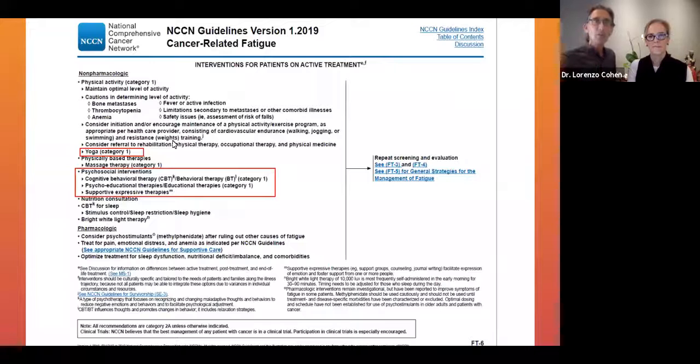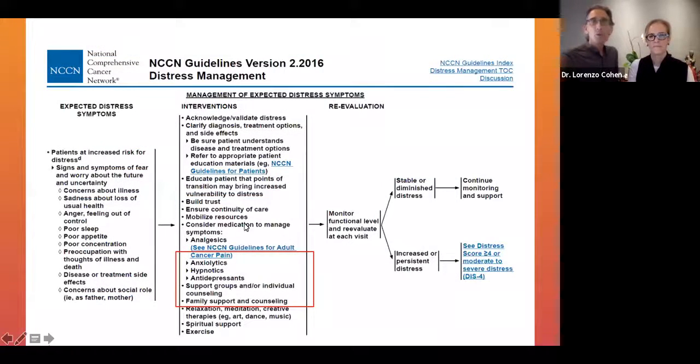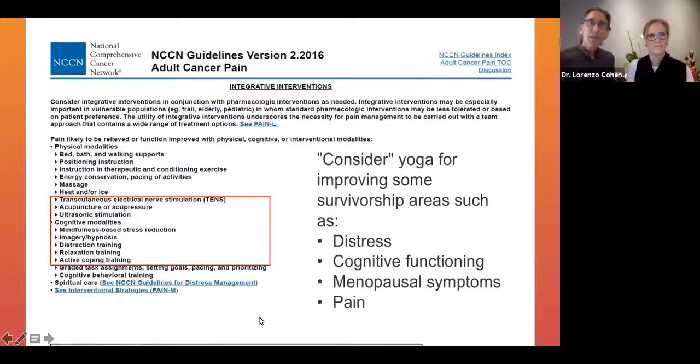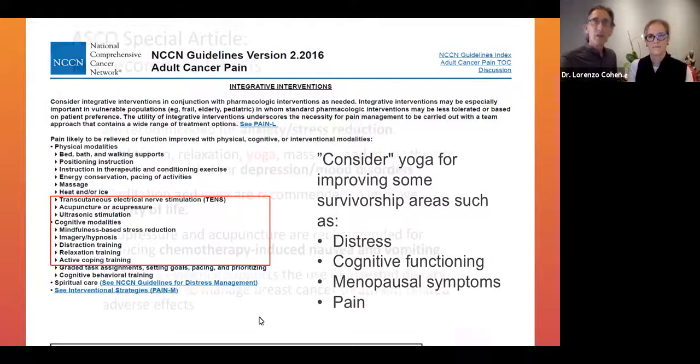Similarly, for fatigue, we see yoga, we see a number of different cognitive behavioral strategies, supportive expressive therapies. Of course, for distress management, we see a number of mind-body practices, relaxation, meditation, creative therapies. And then in the area of pain, yoga is listed as something that should be considered. And then again, mindfulness-based stress reduction, we'll get into a bit more details on that.